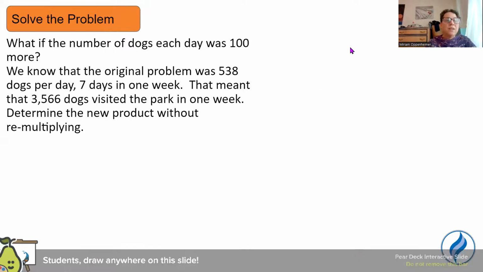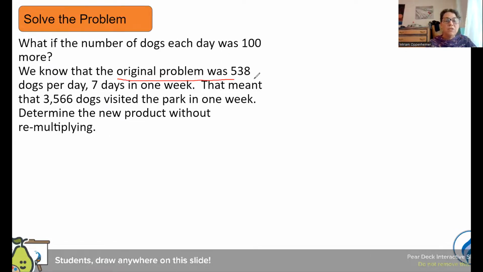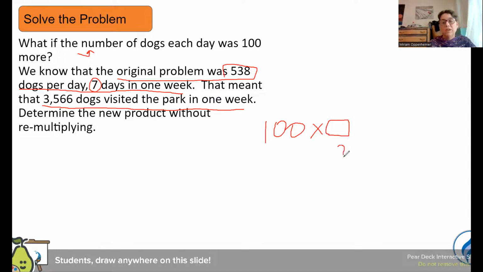Okay, let's see. What if the number of dogs each day was 100 more? That's the question, right? And we know that the original problem was 538 dogs per day, 7 days per week. So that meant that 3,766 dogs visited the park in 1 week. Now we want to know, what if it was 100 more per day? So it's going to be 100, and every day is times what? How many days are there in 1 week, right? 100 times what? Please stop and think.